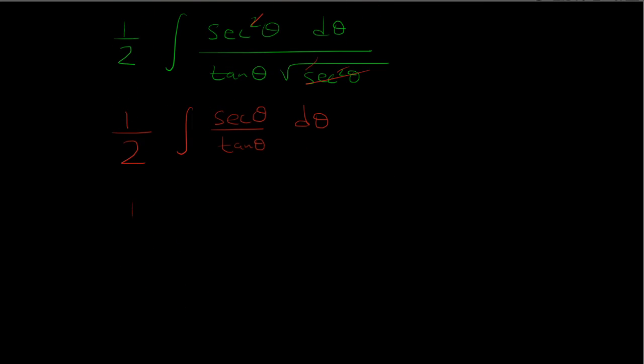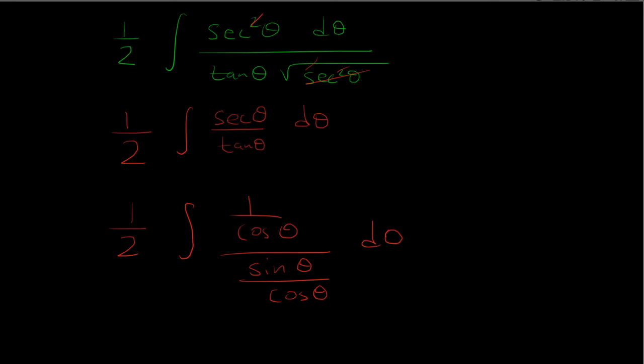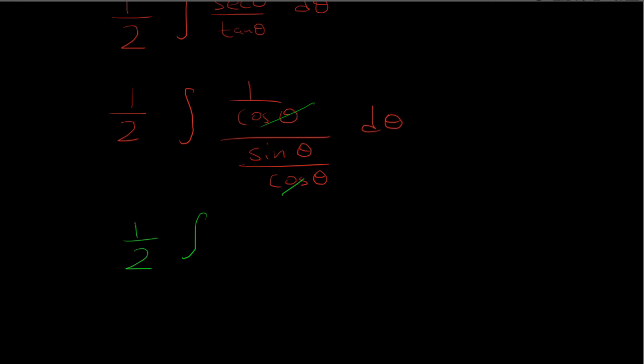And secant is 1 over cosine, tangent is sine over cosine. The cosines are going to cancel, and we're just going to have 1 over sine, which we'll just write as cosecant. At this point, you may recall what the antiderivative of a cosecant is, but in case you don't, the key to solving this is to multiply the top and the bottom by cosecant plus cotangent.